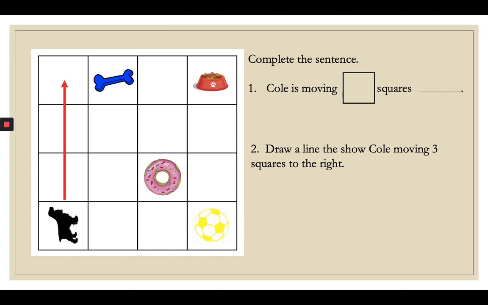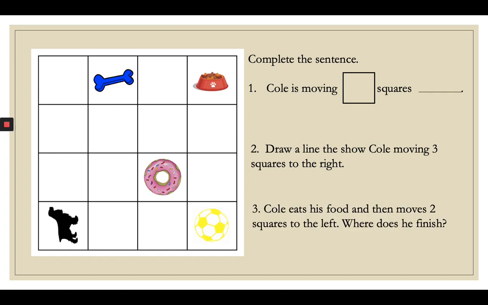Okay, question 3. Cole is now moving to a different place on the grid. So Cole eats his food and then moves 2 squares to the left. Where does he finish? So for this answer, I'd like an object. Where does he land if he starts on the food and moves 2 squares to the left? What object does he land on?